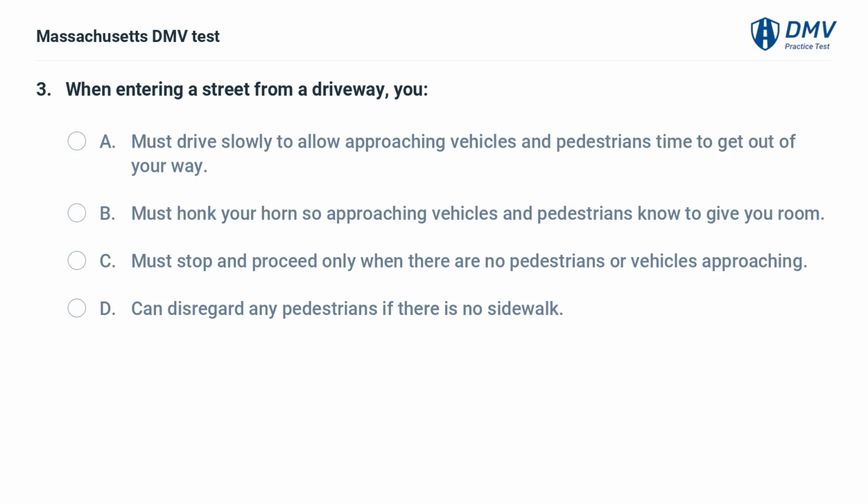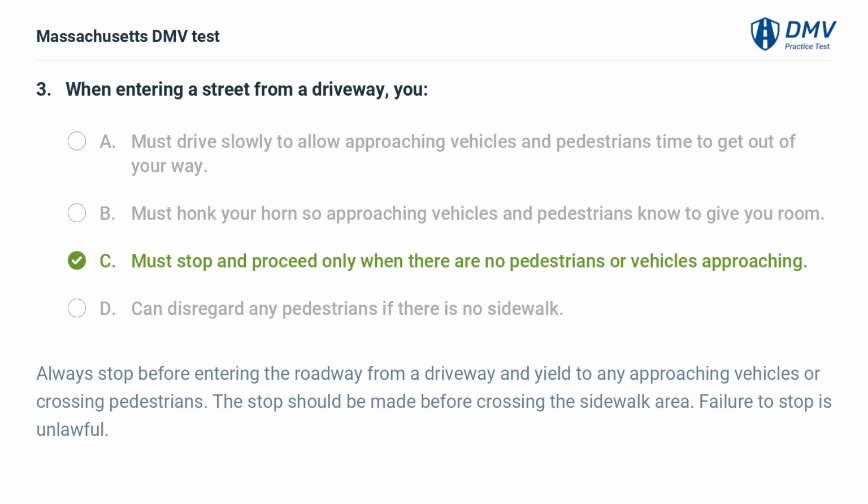When entering a street from a driveway, you A. Must drive slowly to allow approaching vehicles and pedestrians time to get out of your way. B. Must honk your horn so approaching vehicles and pedestrians know to give you room. C. Must stop and proceed only when there are no pedestrians or vehicles approaching. D. Can disregard any pedestrians if there is no sidewalk.